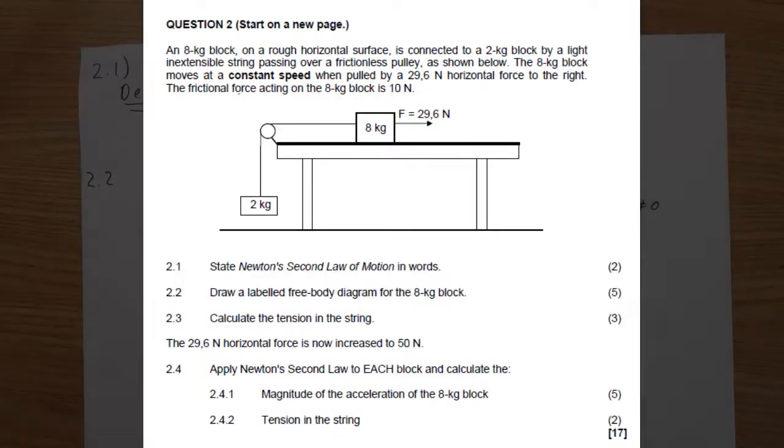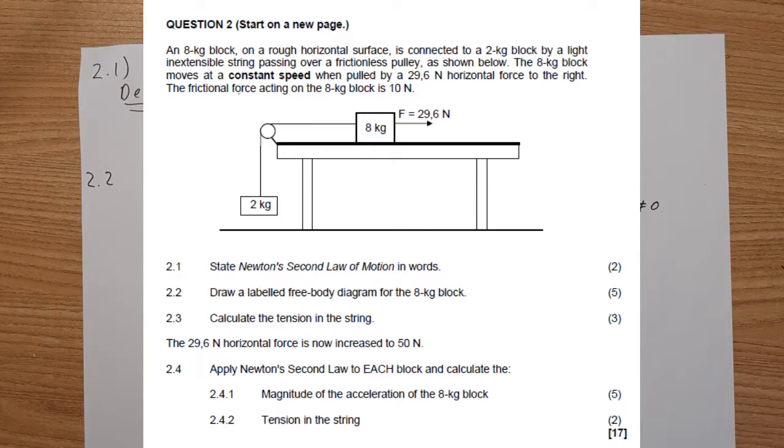Okay, so today's video we're going to be looking at physics. I'm doing the past paper for May-June 2021, and I'll be covering question 2. Enjoy. Okay, so question 2: an 8 kilogram block on a rough surface is connected to a 2 kilogram block by a light inextensible string passing over a frictionless pulley. As shown below, the 8 kilogram block moves at constant speed. Okay, so note the constant speed there.